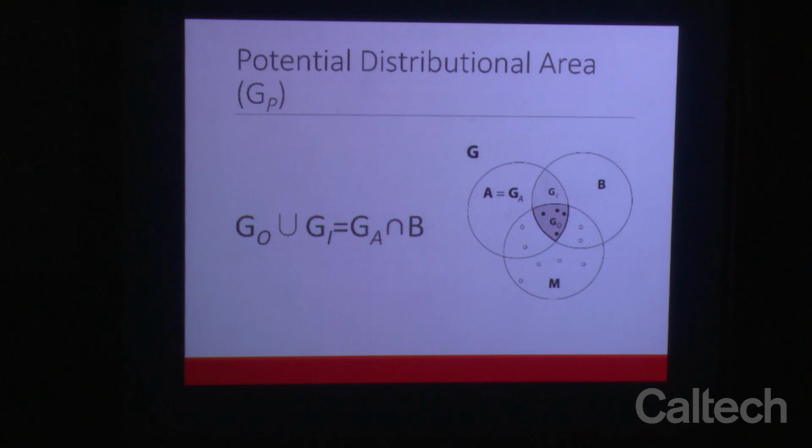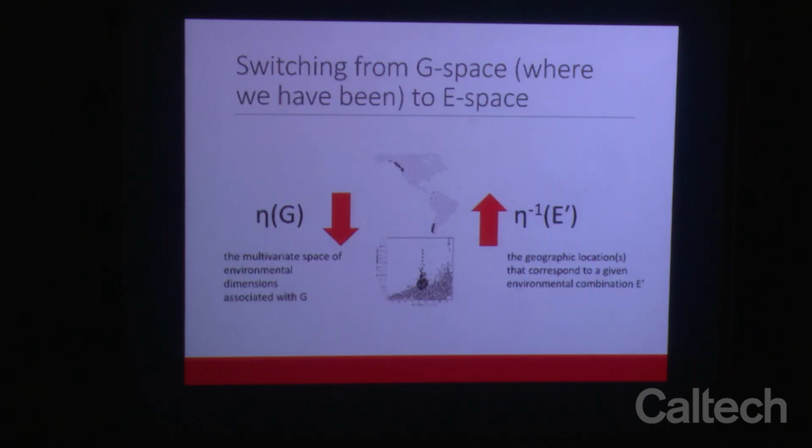Now, the core of niche modeling, I kind of alluded to at the beginning of this, is really about translating between geographic spaces and environmental spaces. And there's this function, this eta G, that takes the geographical components of where species might be found, shown across North and South America with these black dots representing point presences, and you can translate this into a multivariate space of environmental dimensions associated with G, and you can do an inverse relationship where you can reproject this environmental space back onto geography, where these geographic locations correspond to environmental combinations of that environment.